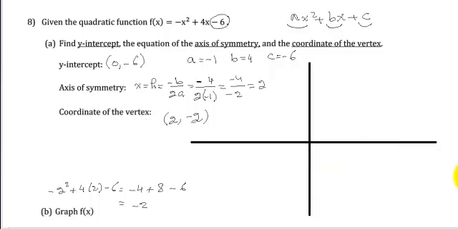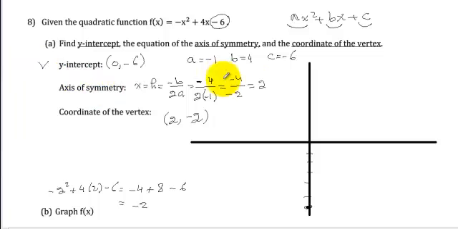And we start plotting the points to graph. Y-intercept is 0, minus 6. So that's 0, minus 6. With x at 0, we go down. Y is minus 1, minus 2, minus 3, minus 4, minus 5, and minus 6. So this would be the y-intercept. We did it. And then the axis of symmetry.